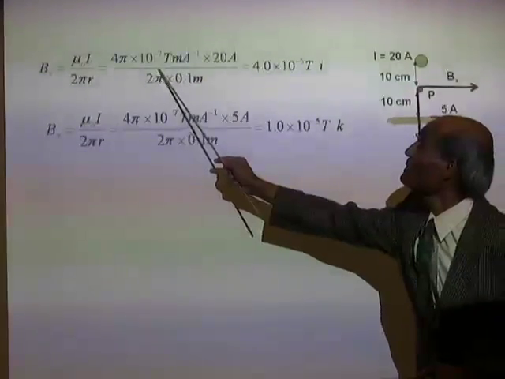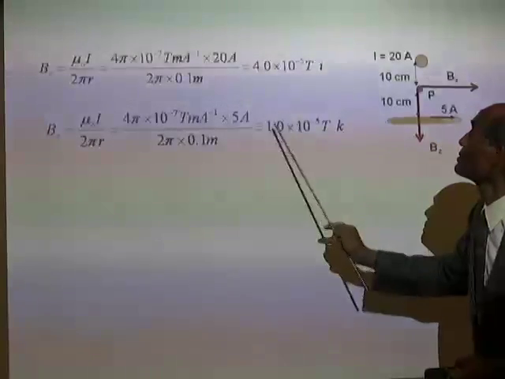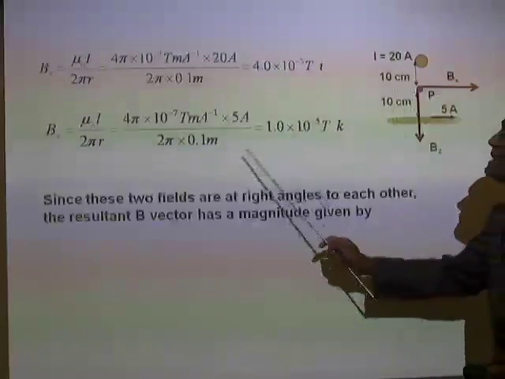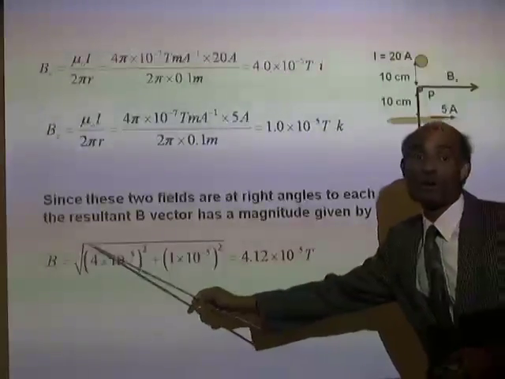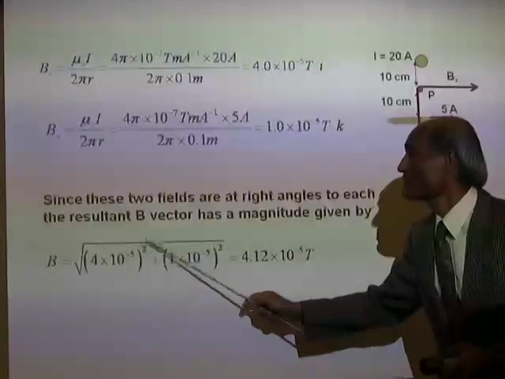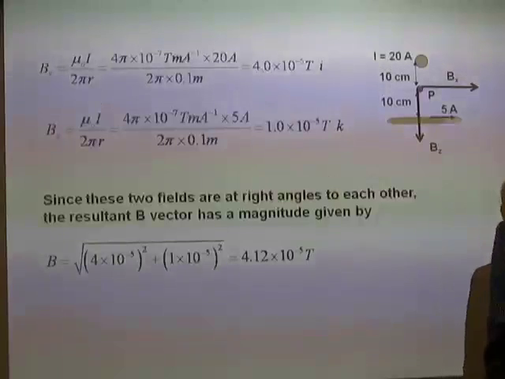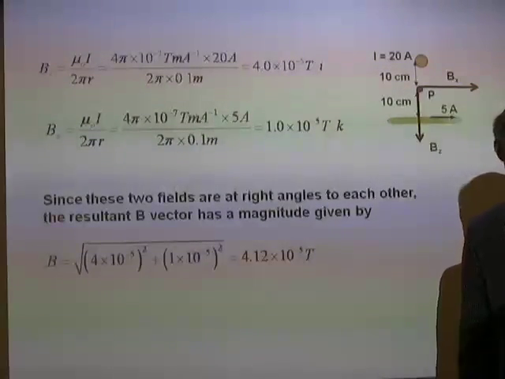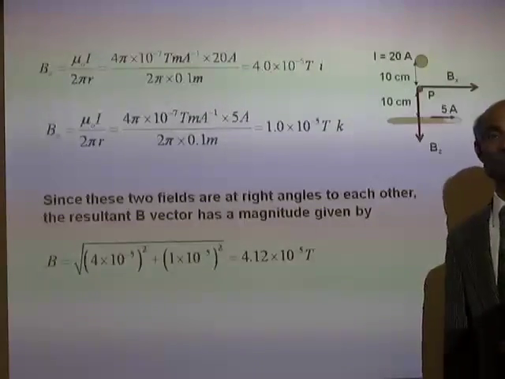This is the field due to the top wire. This is the field due to the bottom wire. So the resultant will be, therefore, the square root of 4 times 10 to the negative 5 squared plus 1 times 10 to the negative 5 squared. That is 4.12 times 10 to the negative 5 Tesla.